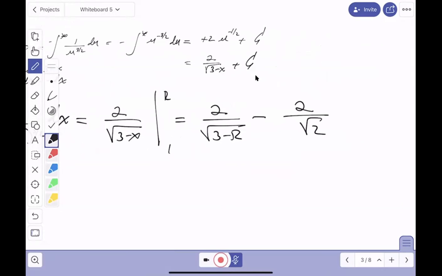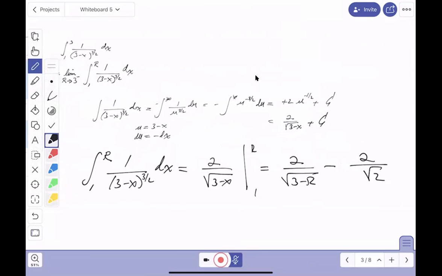Let me go back up here and I'm going to write this down now. And what do I get over here? Limit as r goes to 3 from the left. And what do you get over here? Let's write this down. You get 2 over root 3 minus r, plus, not plus, I'm sorry, minus 2 over root 2.